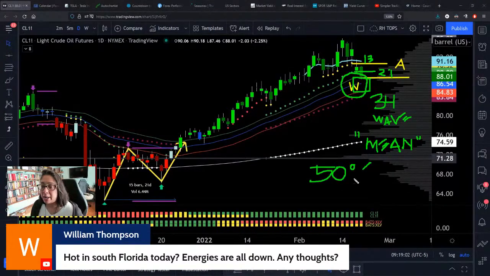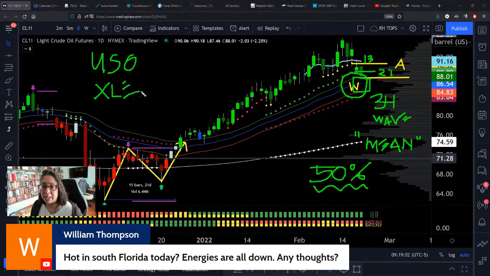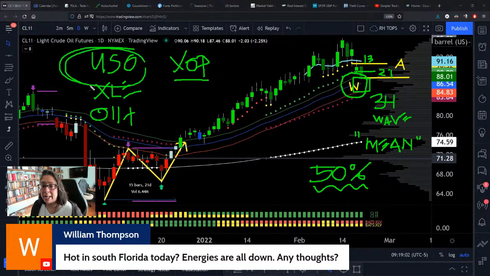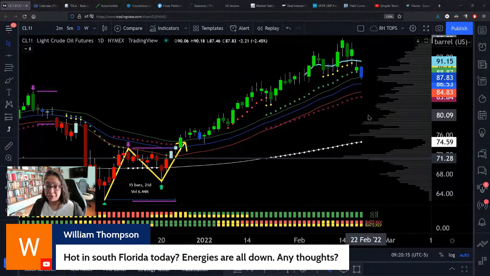Now we start thinking about how can I deploy the remainder of my budget in the USO. Are we getting a pullback in the XLE? Is OIH pulling back? Do we have a move in XOP? This is all related to what's going on in crude futures. So this is my reversion to the mean. You see a blue grab candle, we've reverted to the mean within the context of an uptrend.